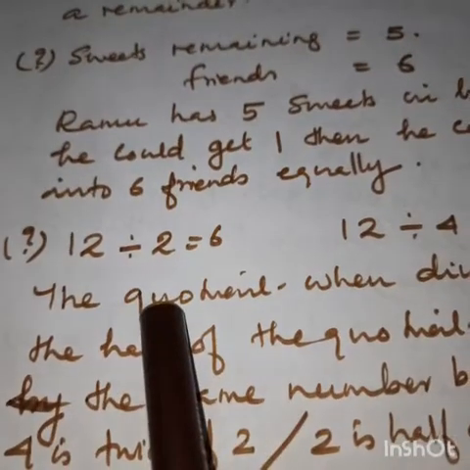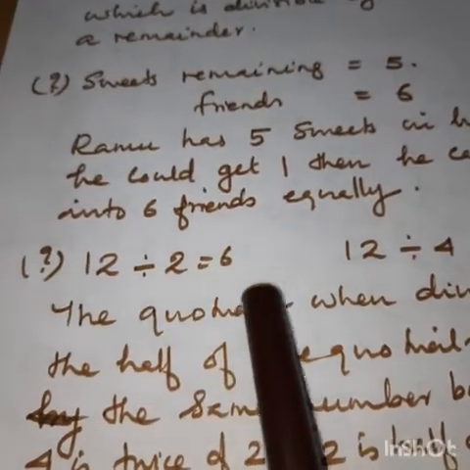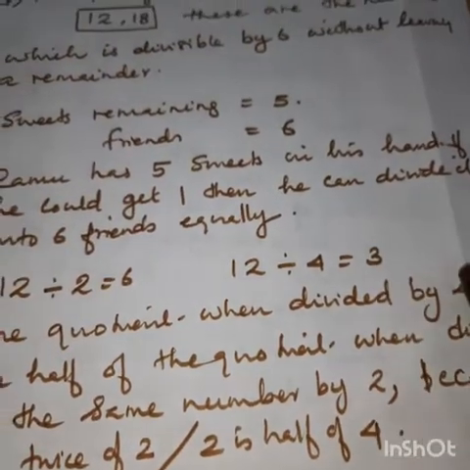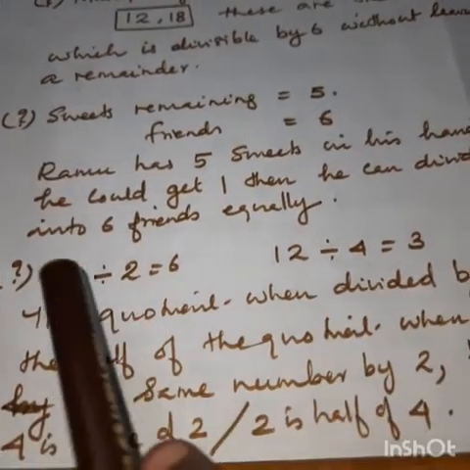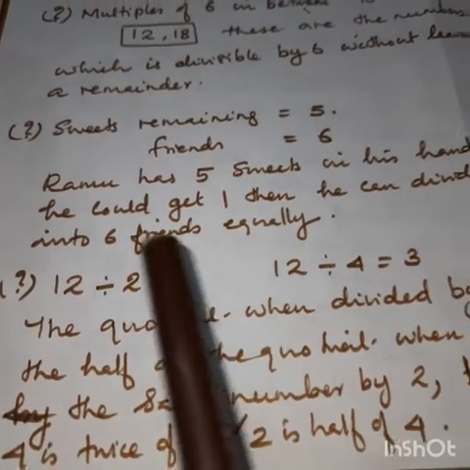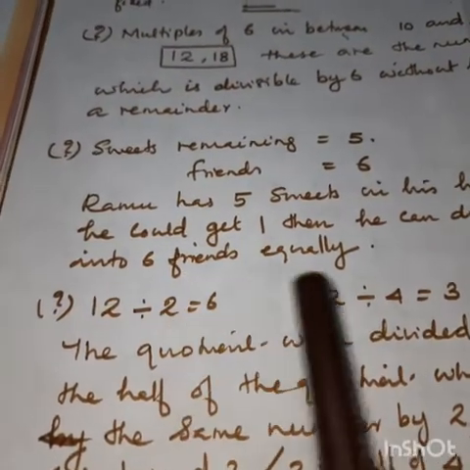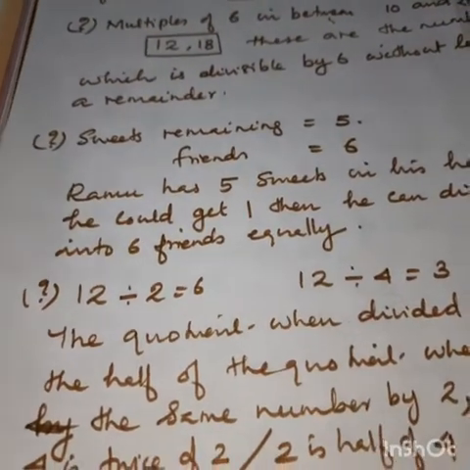Okay. Then the last question in this class is, if 12 lemons are shared equally by 2 children, how many would each get? 12 divided by 2 gives 6. If 12 is divided by 4, then we get 3. Here the dividend is the same, but the divisors are different. Therefore, the quotient is also different.